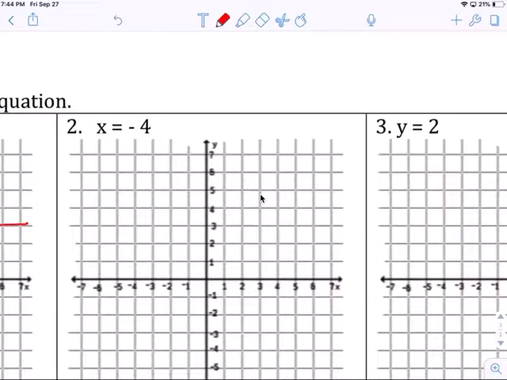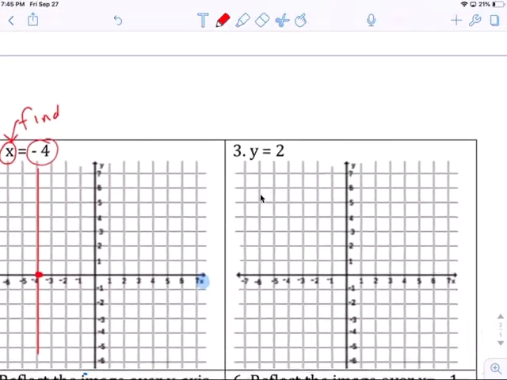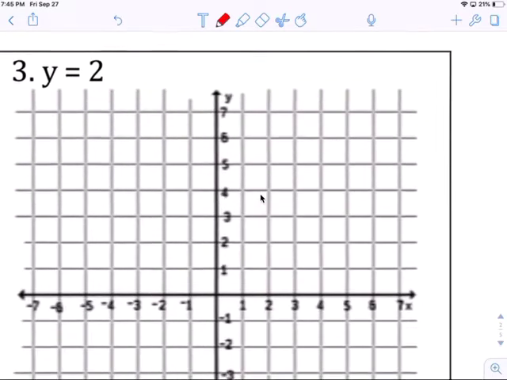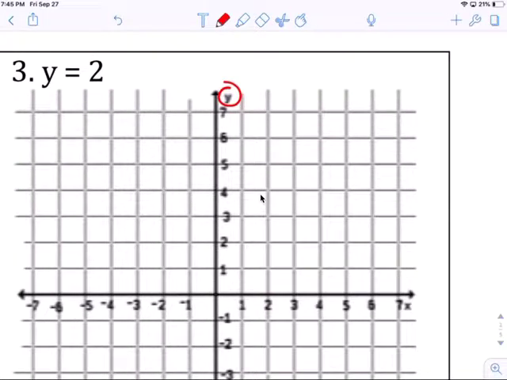Here you find x, put a dot on -4. Find x, x is right here, and put a dot on -4 right there. And it doesn't make sense to do that, so it's a vertical graph like that. So here you find y, put a dot on 2, it's a horizontal line.